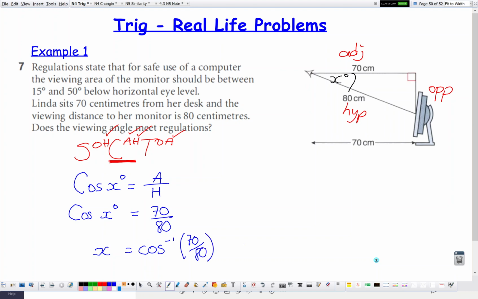So what we need to do now, please, is get a scientific calculator, inverse cosine of 70 over 80. Okay, can you do that now? Making sure that the angle you're working with is in degrees, not in radians. Make sure if you're using the scientific calculator on the computer, you've got DEG selected and not RAD. And in the comments, can you type in your answer, please?